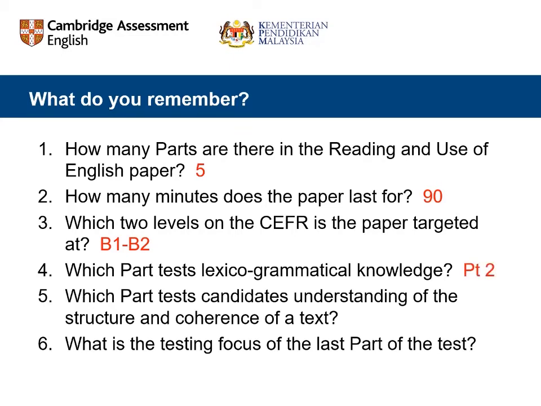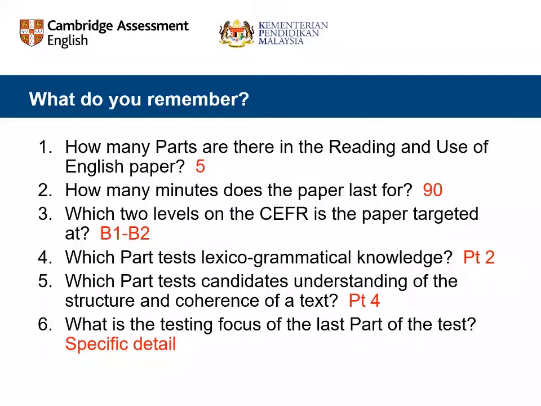Number 4. Part 2, the closed text, targets lexico-grammatical knowledge or understanding of vocabulary and grammar. Number 5, Part 4, the gap text, tests candidates' understanding of how a text is structured and how it coheres or fits together. And number 6, the final part of the paper tests candidates' ability to identify specific detail.